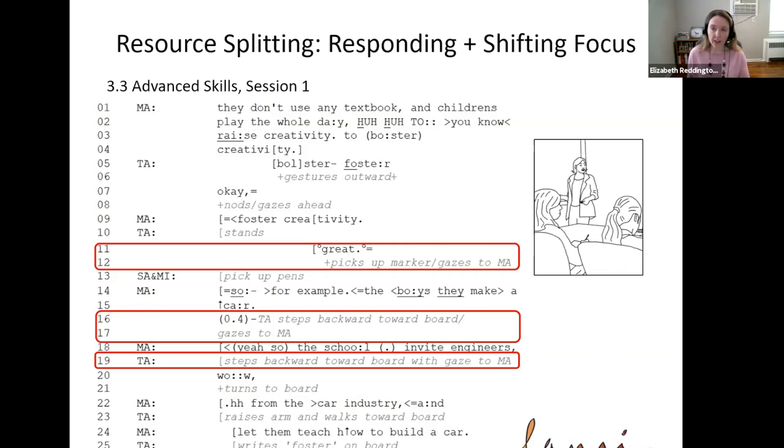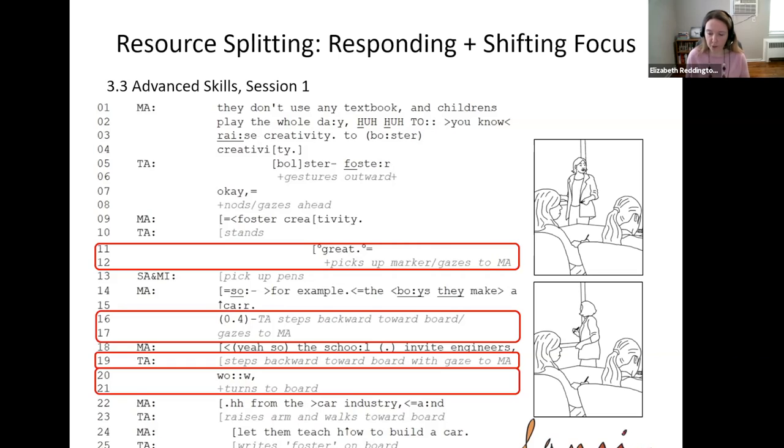Then verbal and nonverbal resources are directed to different courses of action. We see that in lines 20 to 21. After nodding at Maya, the teacher utters a stretched "wow." And as she turns, so she's responding to the telling there, that's still responding to the telling, but she's also simultaneously turning to face the board. And she proceeds to write, "Foster creativity."